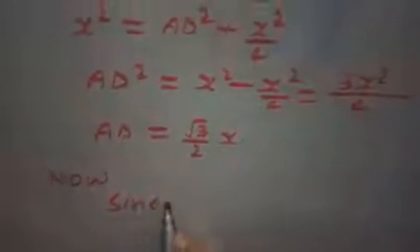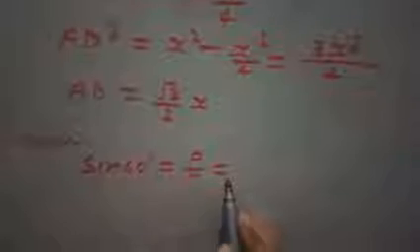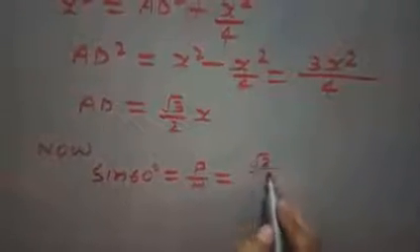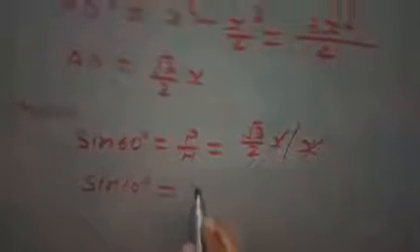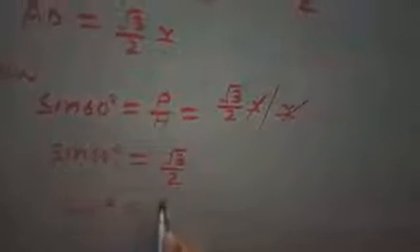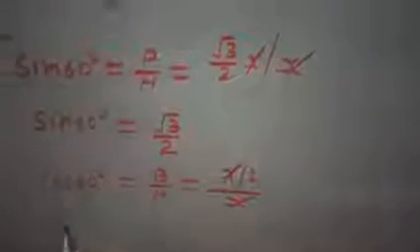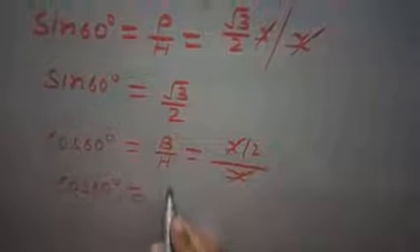Now we find sin theta. So we know that sin 60 equals to perpendicular upon hypotenuse, and we can see what is the value of perpendicular. This one is the perpendicular, so root 3 by 2 x upon the value of hypotenuse is x. Now x cancelled, so value of sin 60 is root 3 by 2. Similarly, if we find cos 60, so that is base upon hypotenuse. Now base is x by 2 and hypotenuse is x. Now x cancel, so cos 60 equals to 1 by 2.